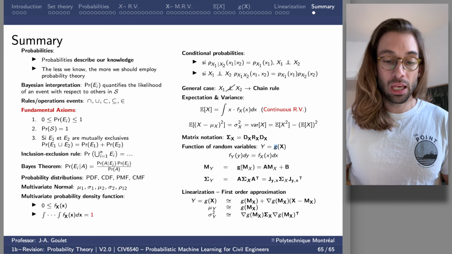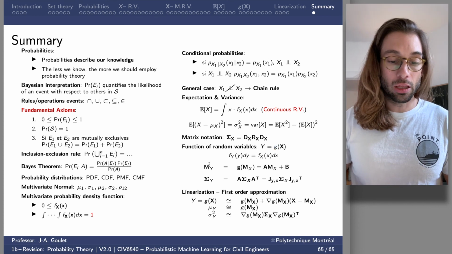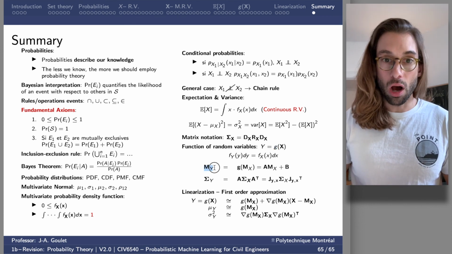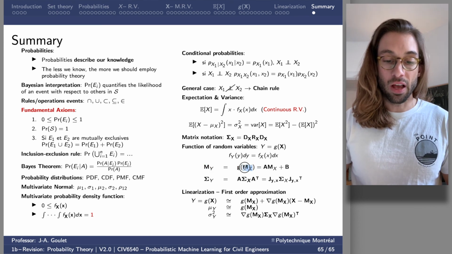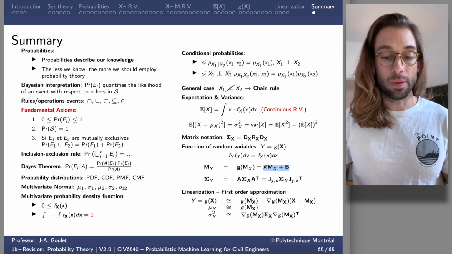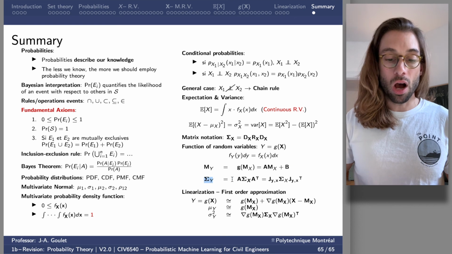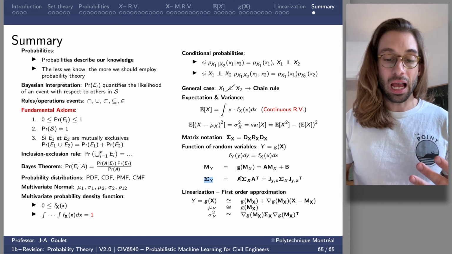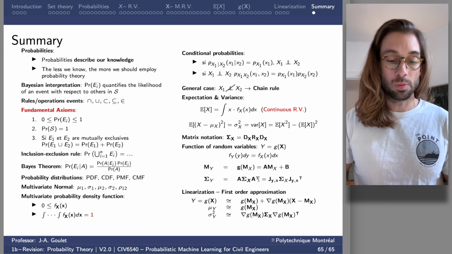In such a case, you can say that the expected value of y is going to be equal to our function evaluated at the expected value of x, meaning A times the expected value of x plus b, because here we're going to have a linear function, Ax plus b. Same thing for the covariance Sigma y. The covariance is going to be A times Sigma x times A transpose.